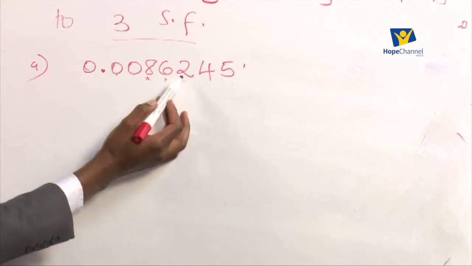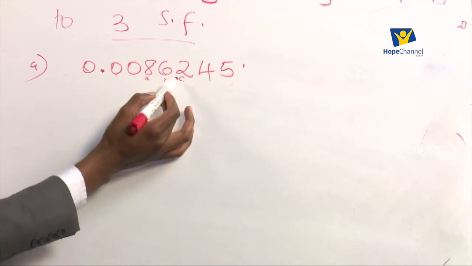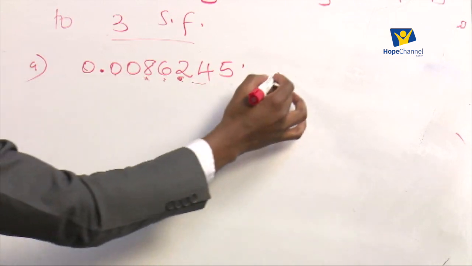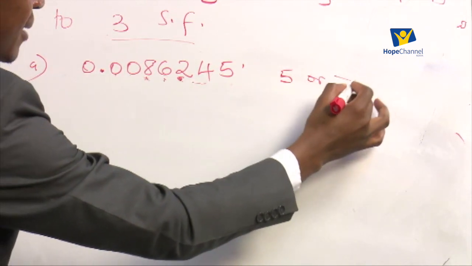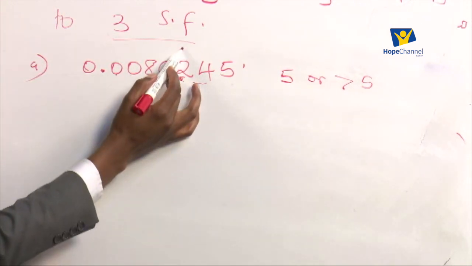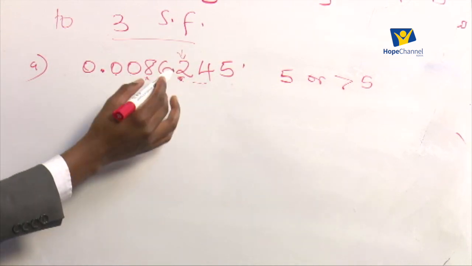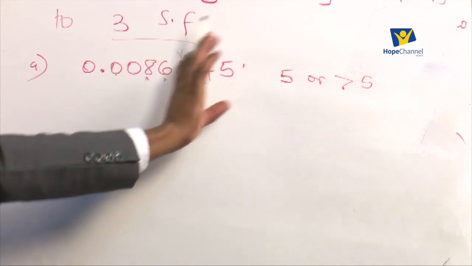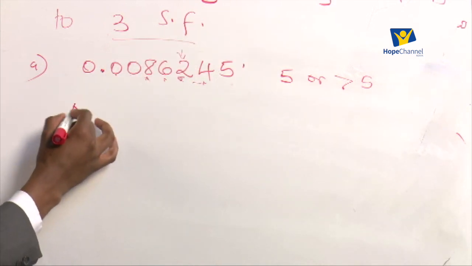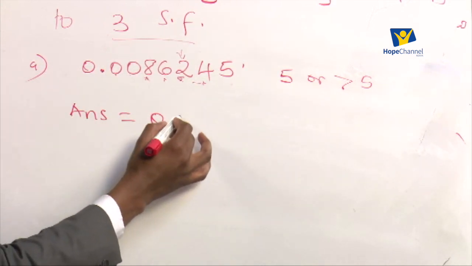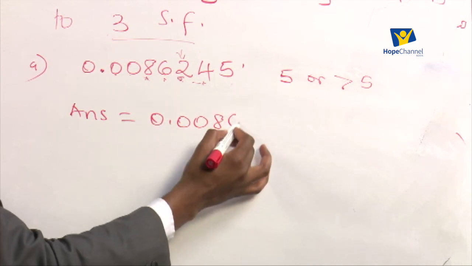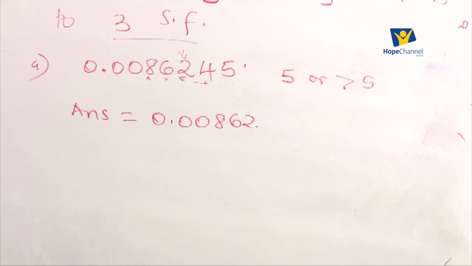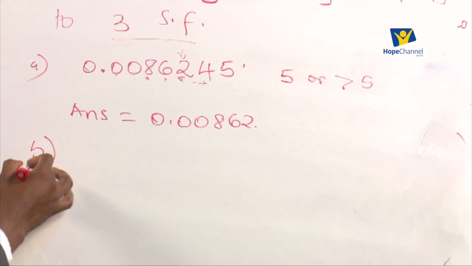So we shall be having 0.00862, but we don't just stop there. If this is the third significant figure, we look at what is coming after it. If it is 5 or more than 5, we add a 1 to this one. But now if we look at this, we have 4 and 5. 4 is less than 5. We cannot add 1 to this one. We just drop the other numbers so that the answer becomes 0.00862. We stop there.